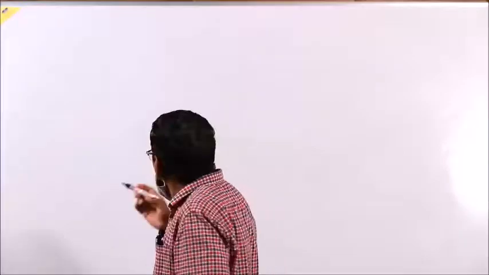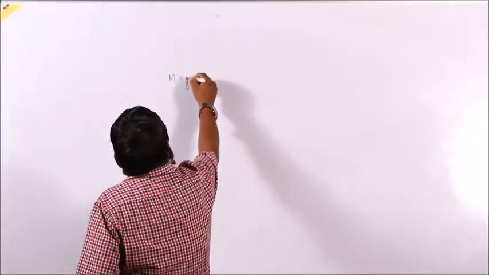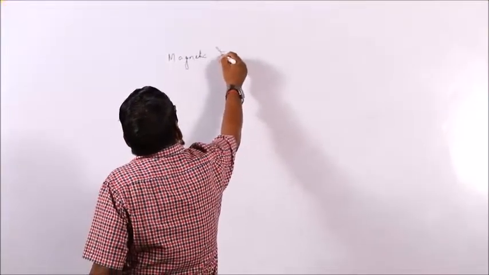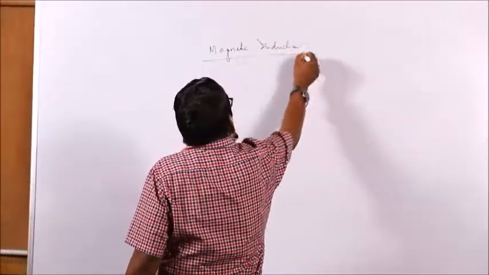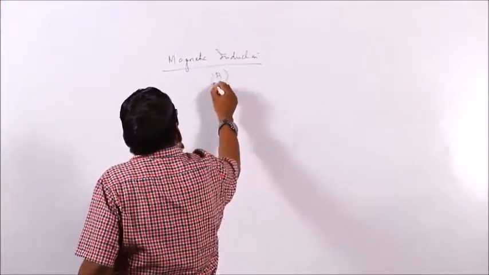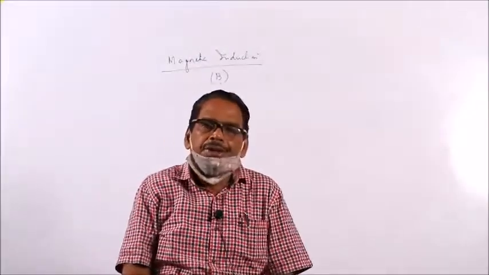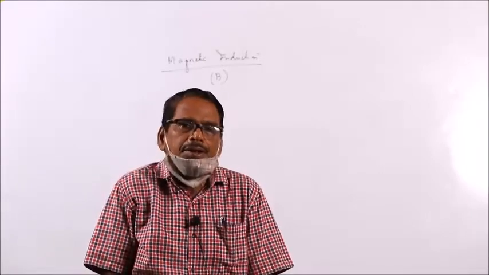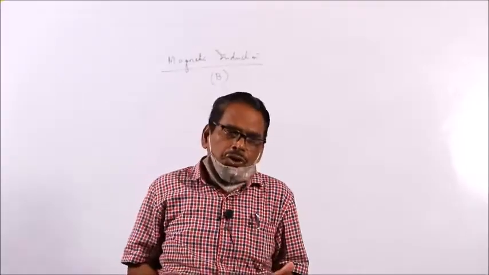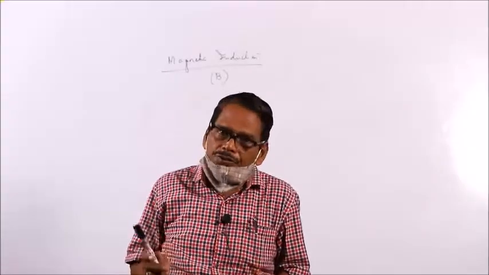The first term is magnetic induction, normally denoted by the letter B. What does magnetic induction mean? When there is a magnet, it has a magnetic field around it, and a magnetic field is characterized by magnetic lines of force. You know what magnetic lines of force are. I have already discussed the properties of magnetic lines of force.